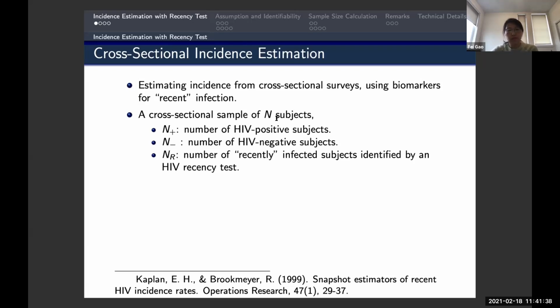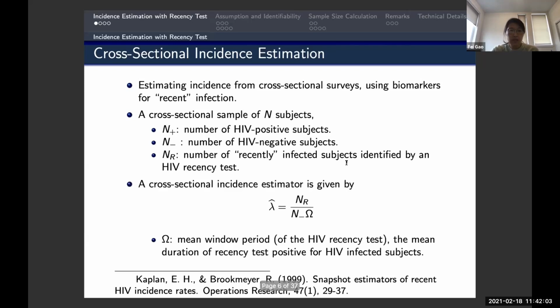Particularly, here are some notations. Suppose that as a cross-sectional sample, we collect a total of N subjects. In the setting of HIV, suppose that we know N+ to be HIV positive and N- to be HIV negative. And suppose that, based on this recency test, we're able to identify a total of N_R recently infected subjects, that is, HIV recently infected. In that case, a cross-sectional incidence estimator is given by this formula.